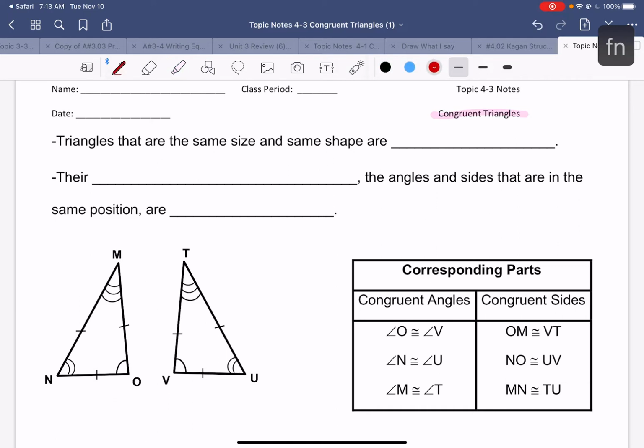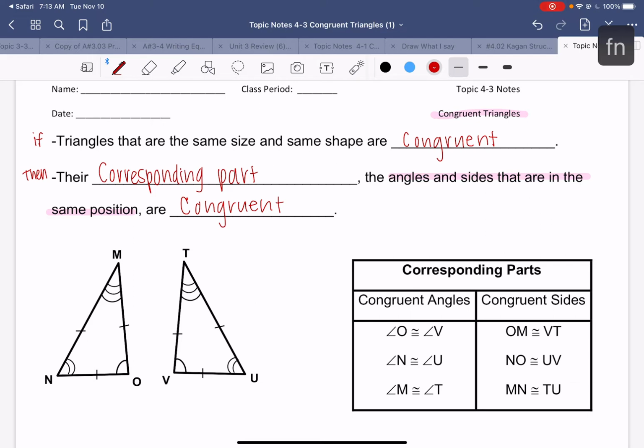This is supposed to be kind of like an if-then statement. If triangles that are the same size and same shape are congruent, then their corresponding parts, the angles and sides that are in the same position, are also congruent.